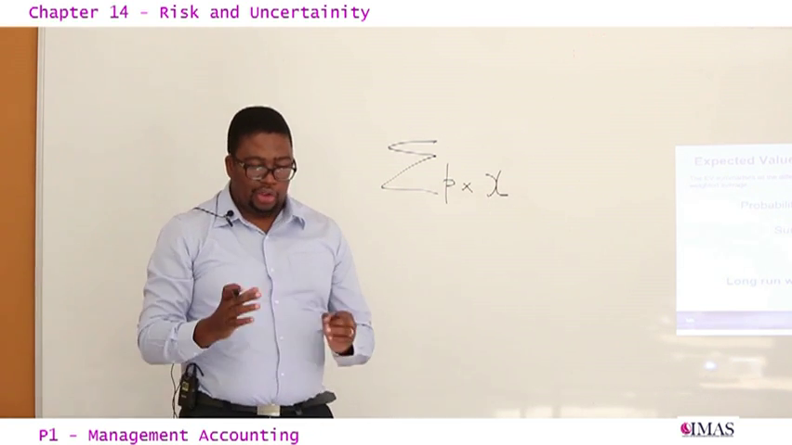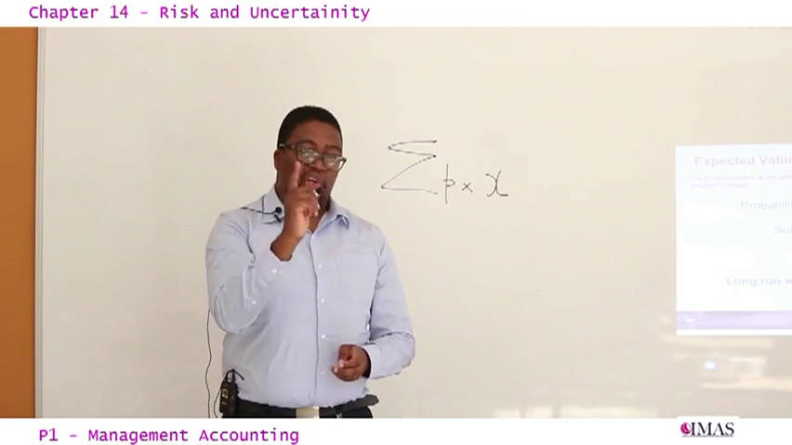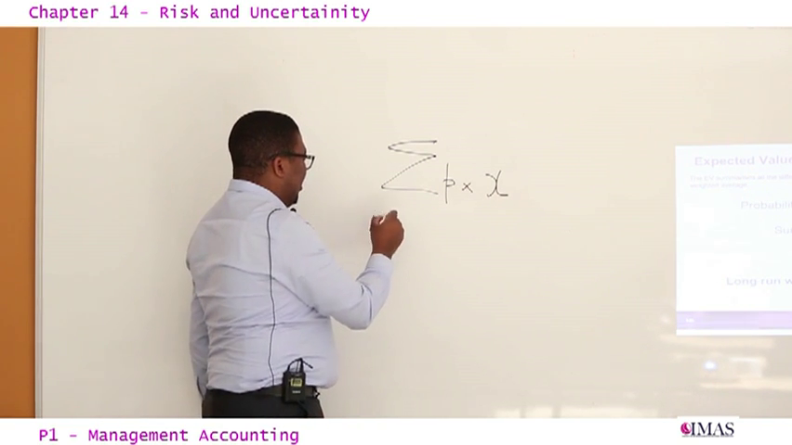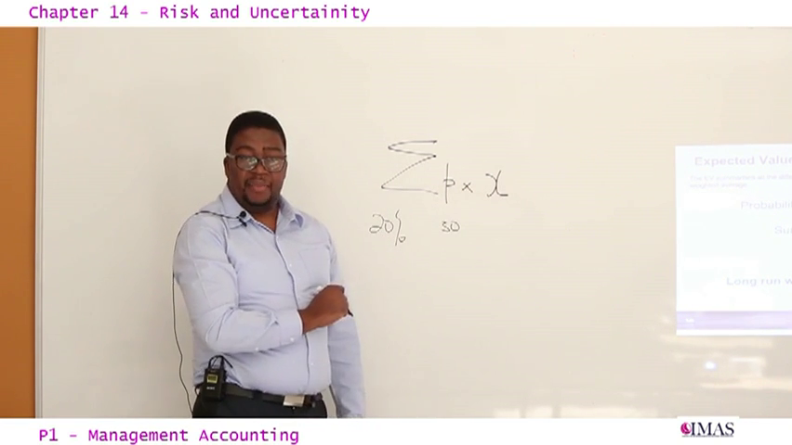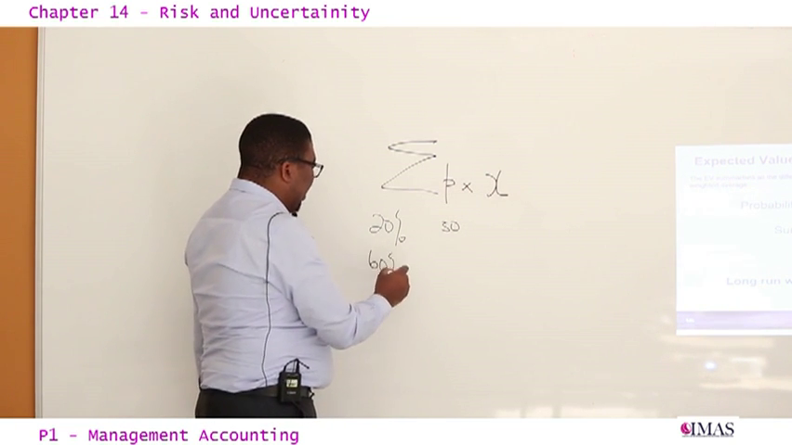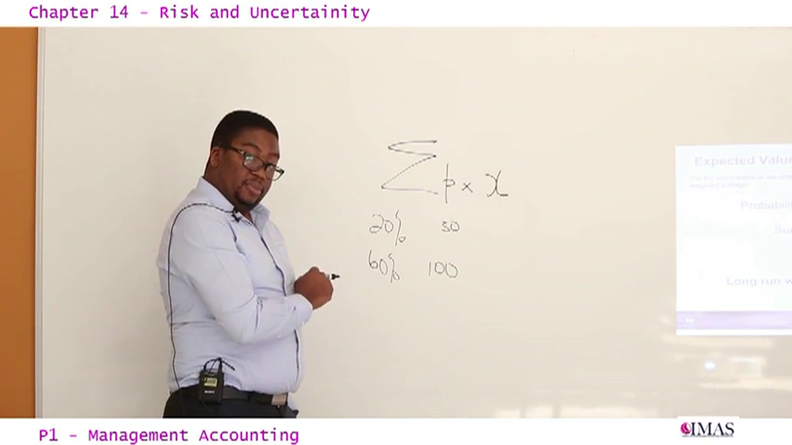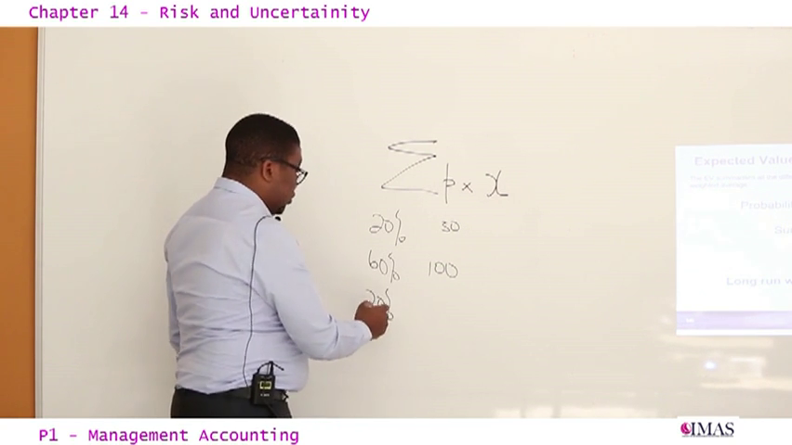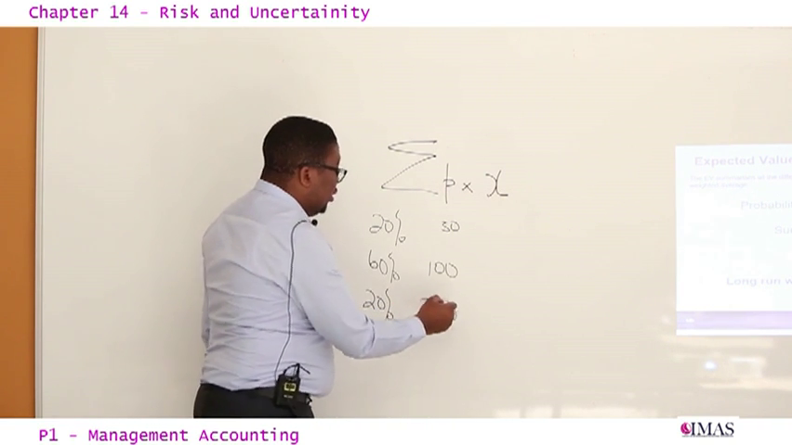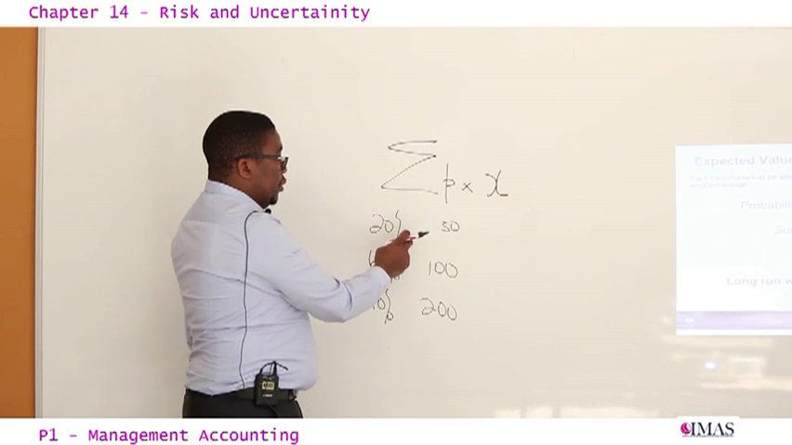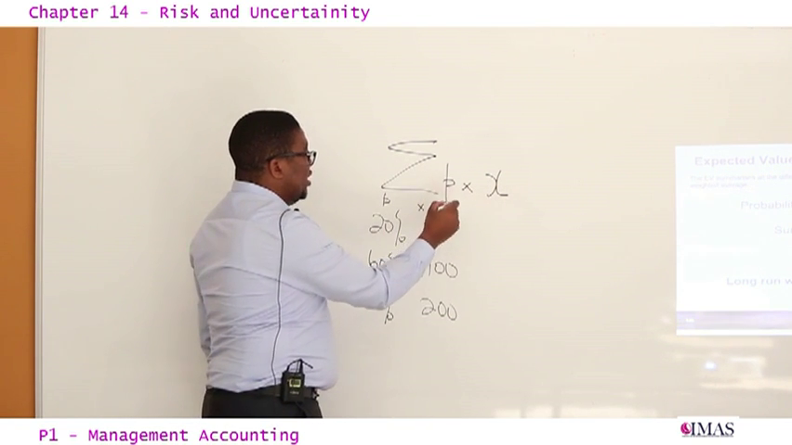If we are considering launching a new campus in Witbank, we will say, based on history, there is a 20% probability that there will be 50 students that will join IMAS. But there is a 60% probability that there will be 100 students that will join IMAS. And the remaining 20%, there is also a 20% probability that we will actually have 200 students in Witbank.